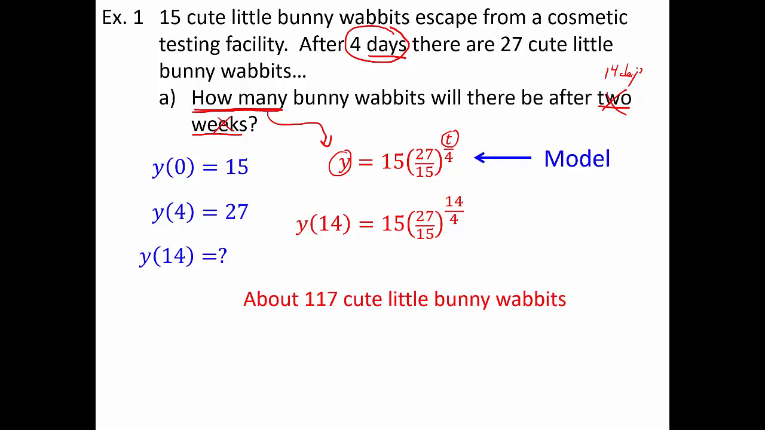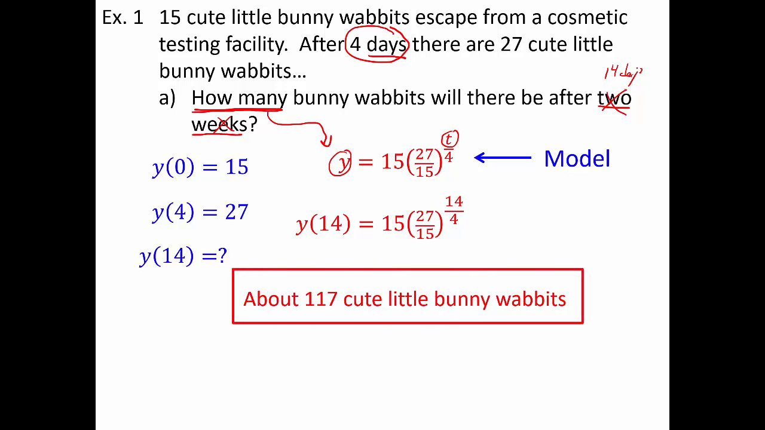Alright, if you plug that in correctly, you should get about 117. Now, of course, in general, we say to always give 3 digits past the decimal, but we're talking about physical rabbits here. So when we're talking about a population, it's customary to just round it off to the whole number. So about 117 bunny wabbits after 14 days.